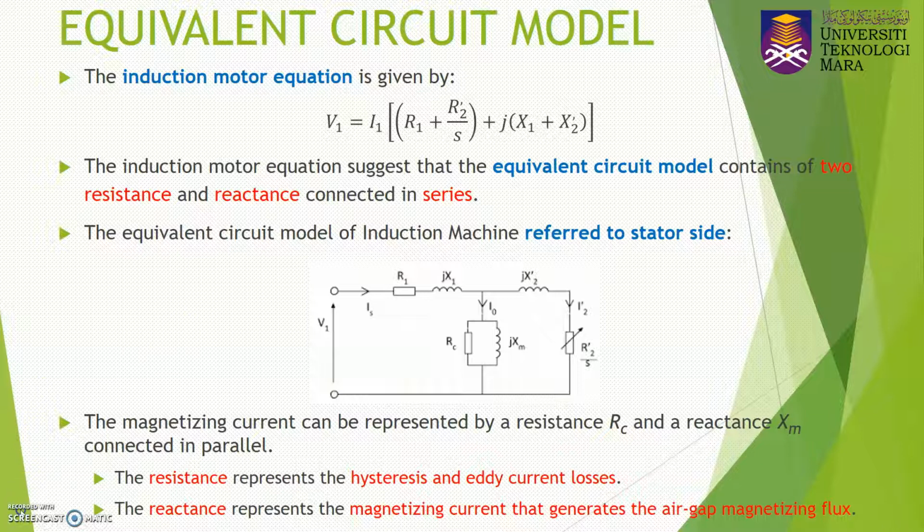So I think that's all for now. We have learned how to derive the equivalent circuit model for the induction motor. In the next video, we are going to learn how to determine the parameters of the equivalent circuit model, that is, how to predict the values of R1, JX1, JX2 prime, and R2 prime, including RC and XM.